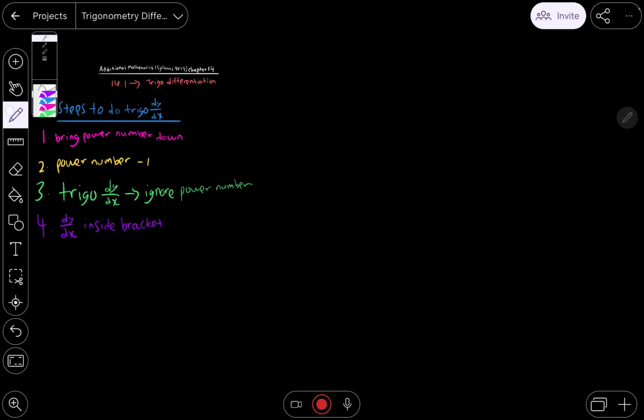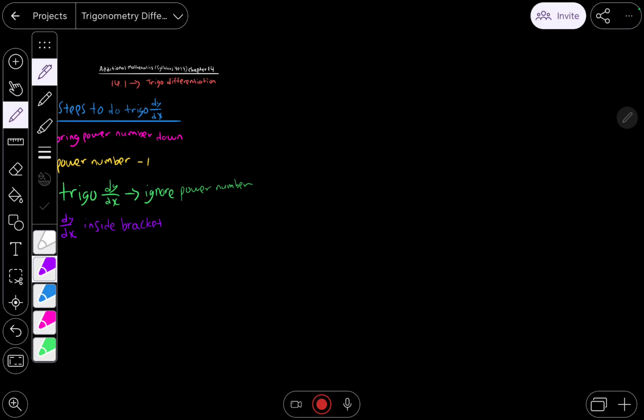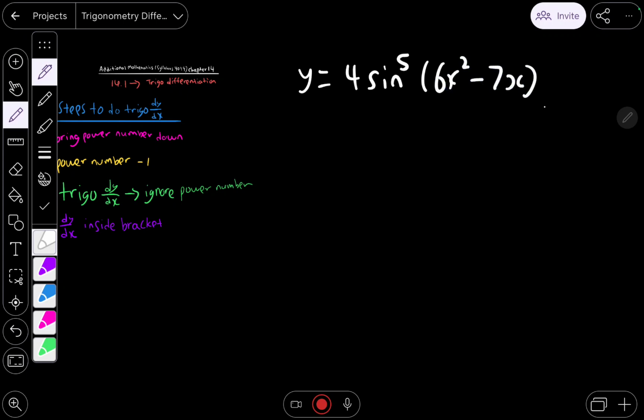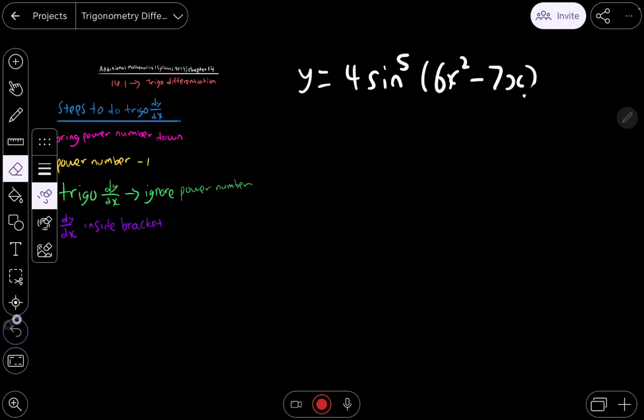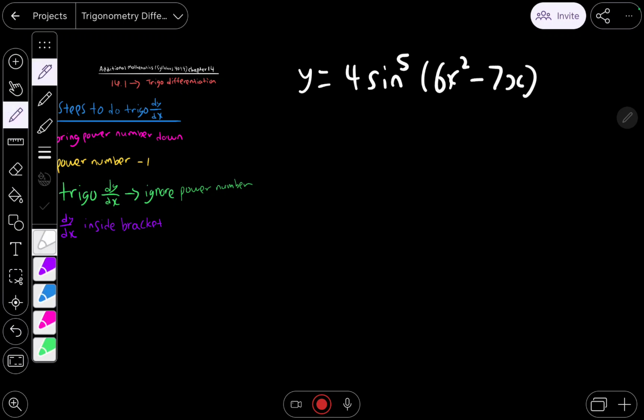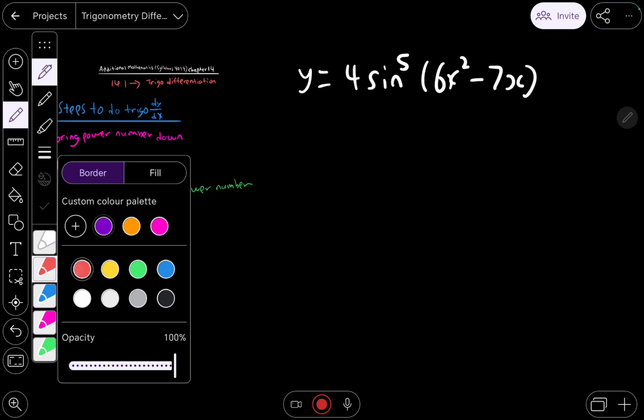Alright, so the first exemplar question will be to differentiate the following with respect to x. I'm going to write the question in white. So how are we going to differentiate this expression here? This equation. Y equals to 4 sine to the power of 5 bracket 6x squared minus 7x. First of all, check if it's in a nice form to differentiate. From what I see, yes, it is in a nice form to differentiate.